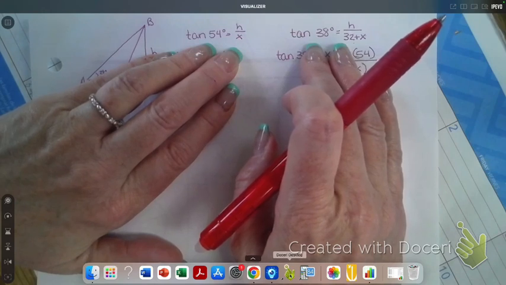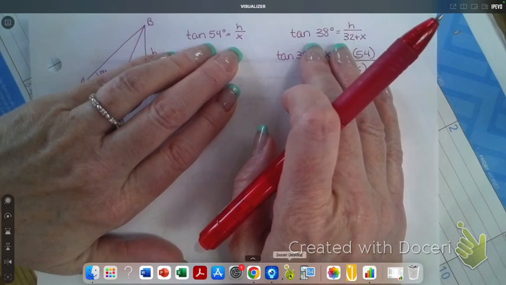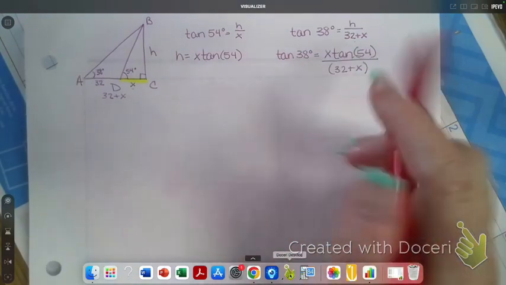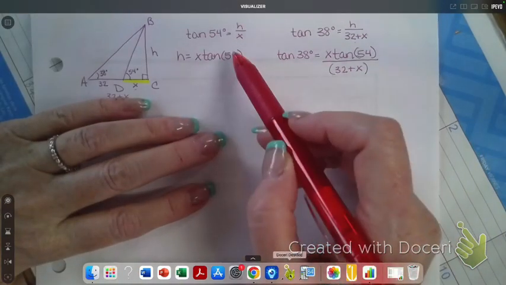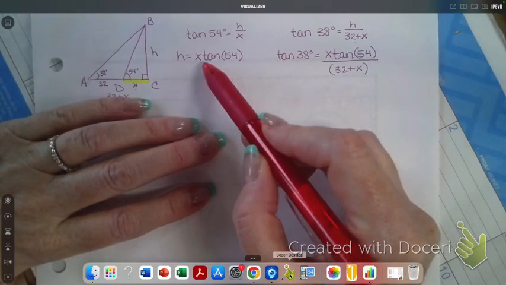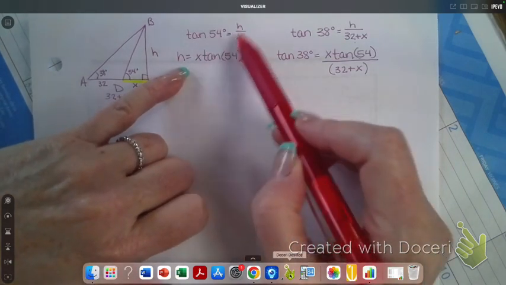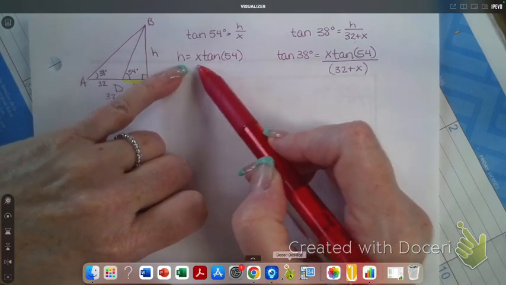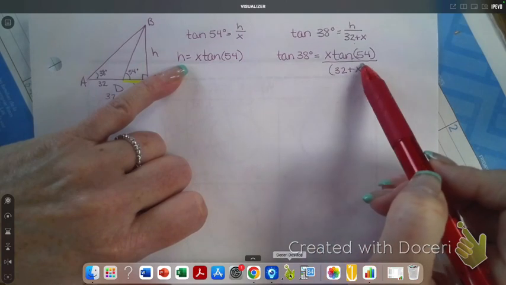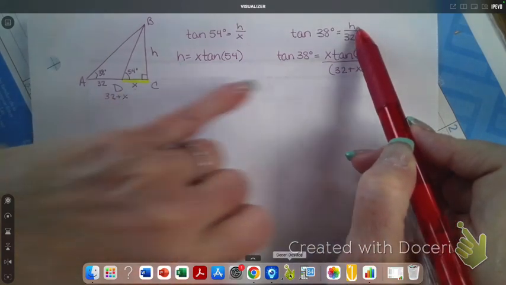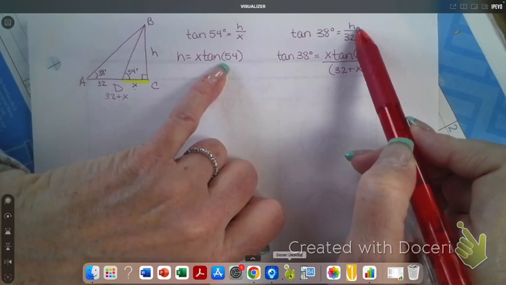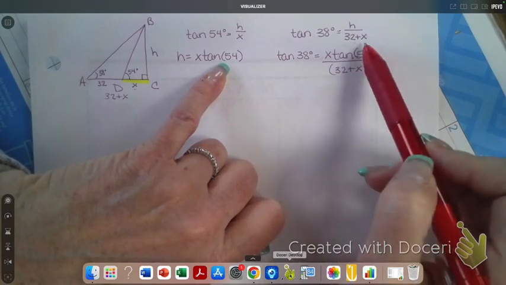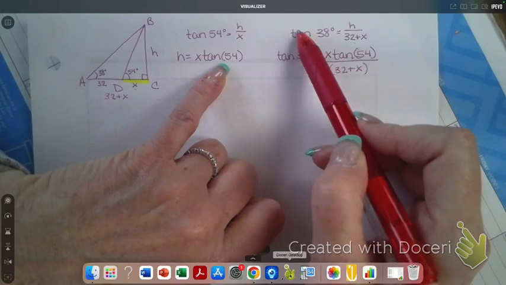There are some people that will go, well, which one's easier to solve for, h or x? Oh, so I'm going to solve for h, or I'm going to solve for x, but then they have to plug it back in. And what do we sometimes do? Forget to plug it back in, right? So we started by solving for h over here. So we had multiplied by x, yes? Now, we have h equals x tangent of 54. We used substitution and just replaced this h with what is our new h? X tangent of 54.